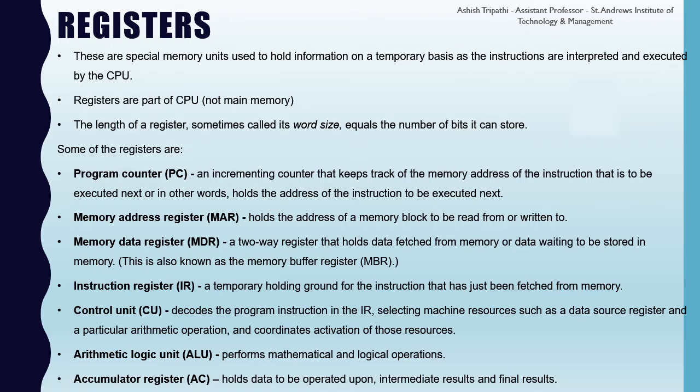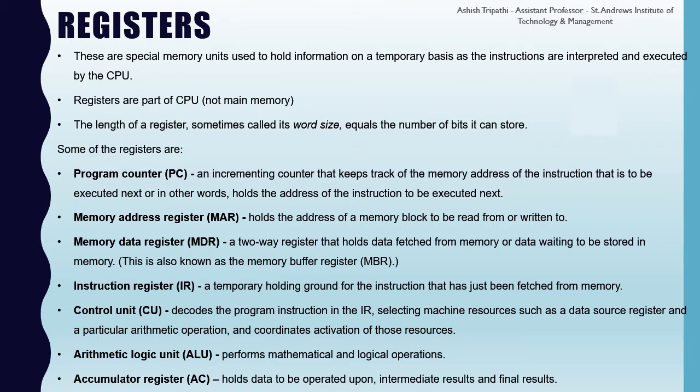Some of the registers you are going to study in unit 4 are: program counter register, that is PC, an incrementing counter that keeps track of the memory address of the instruction that is to be executed next, or in other words holds the address of the instruction to be executed next. Memory address register MAR. It holds the address of the memory block to be read from or written to.